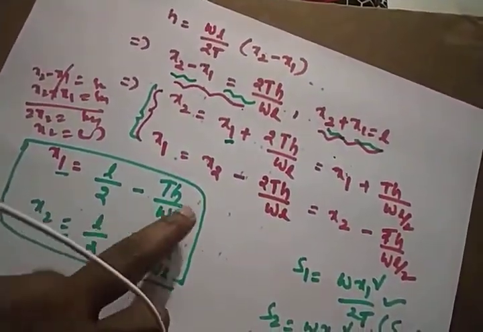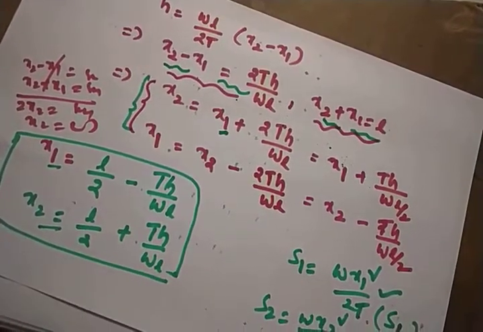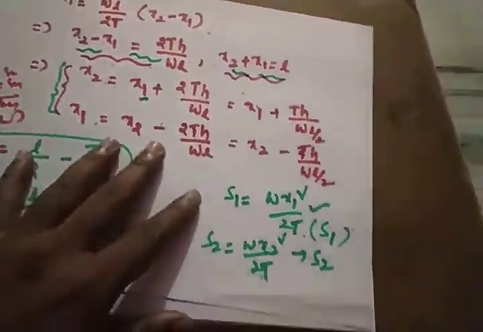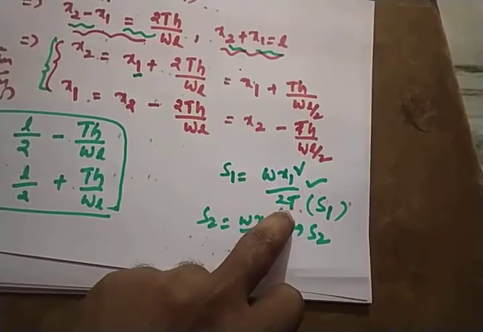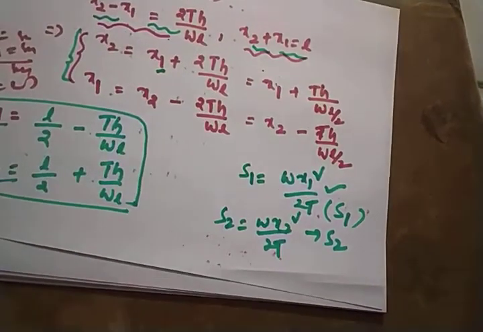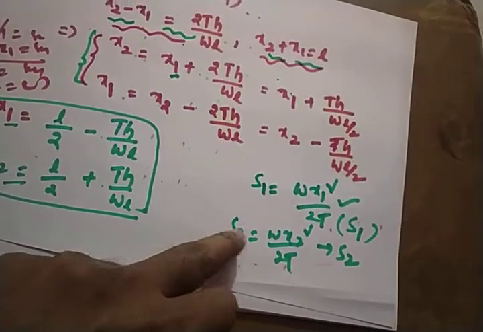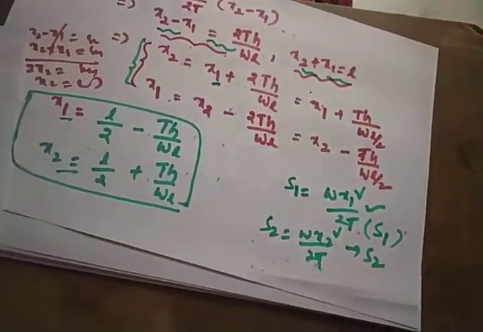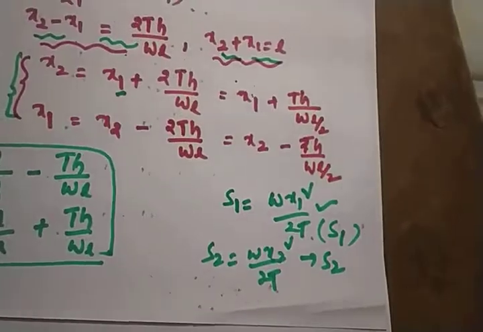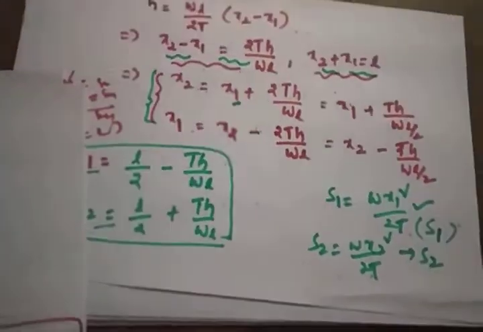x1 is L by 2 minus th by omega L, and x2 is L by 2 plus th by omega L. So from this, substitute in S1 is equal to W x1 square by 2t. Put this x1 value here, you will get the S1 value. Put the x2 value here, you will get the S2 value. So these are the unequal tower sag calculations when two towers are unequal.